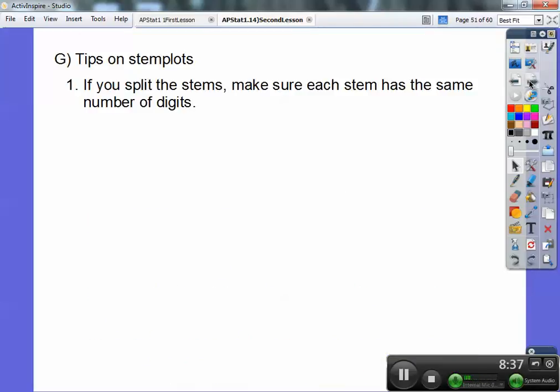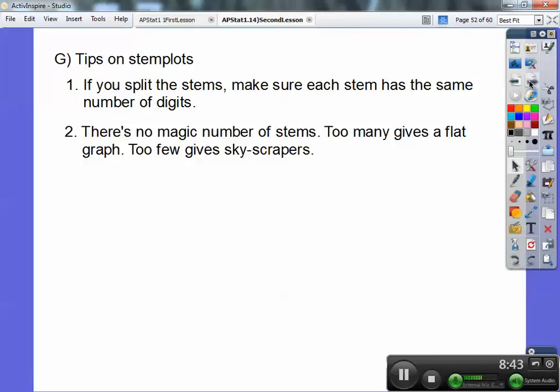So tips on stem plots, you guys. If you split the stems up, make sure the stems have the same number of digits. Okay, there's no magic number to the stems. Too many gives a flat graph and too few gives skyscrapers. So 5 is a good minimum when you split them up, okay?